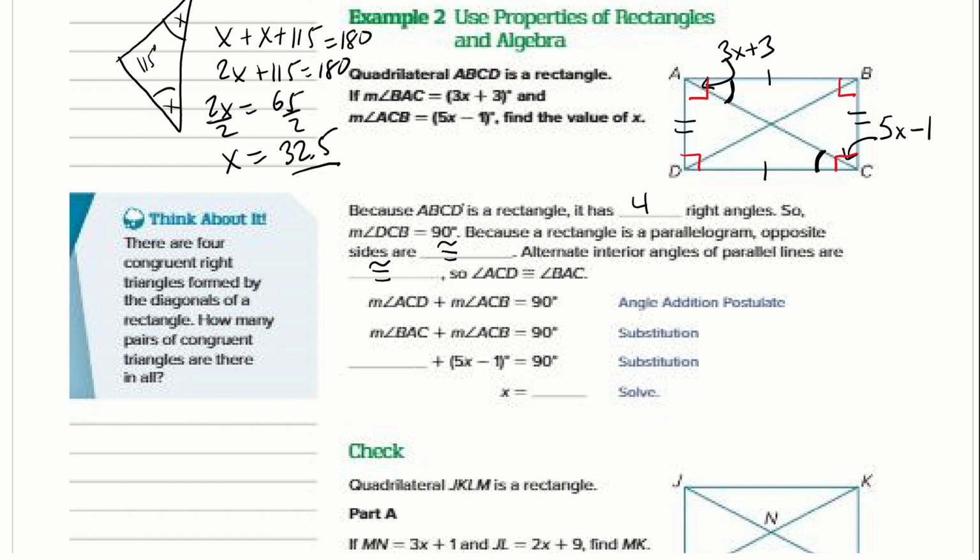We know that ACD, we know that these two angles, we know that this angle adds up to 90, right? So that's ACD plus ACB because that's a right angle. So it has to add up to 90, okay? But we know that ACD is equal to this. So like if this is 3x plus 3, then this has to be 3x plus 3 as well, right? Because of alternate interior angles. And so we can say, okay, 3x plus 3 plus 5x minus 1 equals 90.